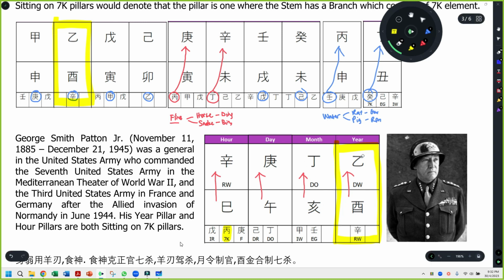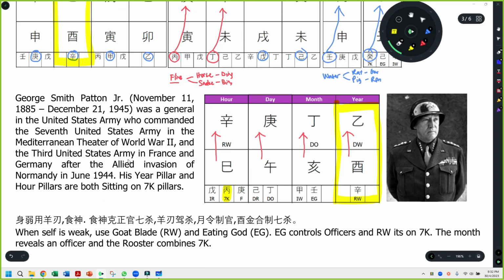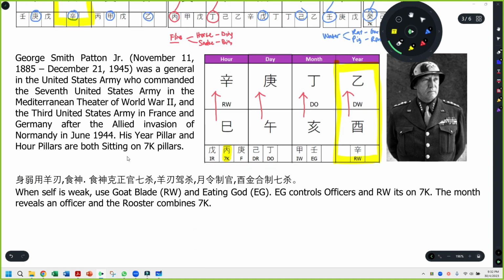Right, and anyway, I think there's a little bit of an error. Only the year pillar sits on your officer, but the rest are also sitting on officer. They're all sitting on the officer. So all stamps sitting on officer, making it a very special chart to a person.